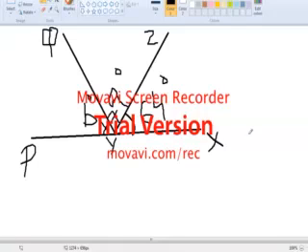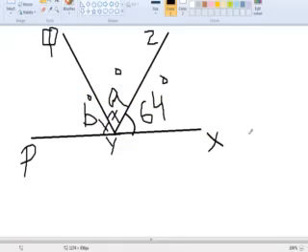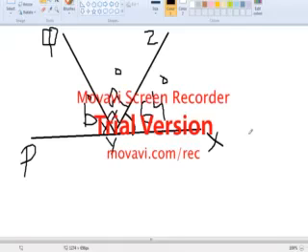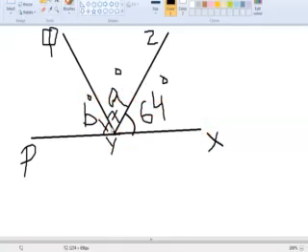And then you can write, so a degree plus a degree plus 64 degrees is equal to 180 degrees. So 2a degrees is equal to 180 degrees minus 64 degrees, and it will become 2a degrees is equal to 116 degrees. So a degree is equal to 116 by 2, that is 58 degrees. And of course both angles will be equal, so you can write therefore angle QYZ is equal to angle QYP is equal to 63 degrees. I hope all of you have understood. If you have not understood, you can ask me.